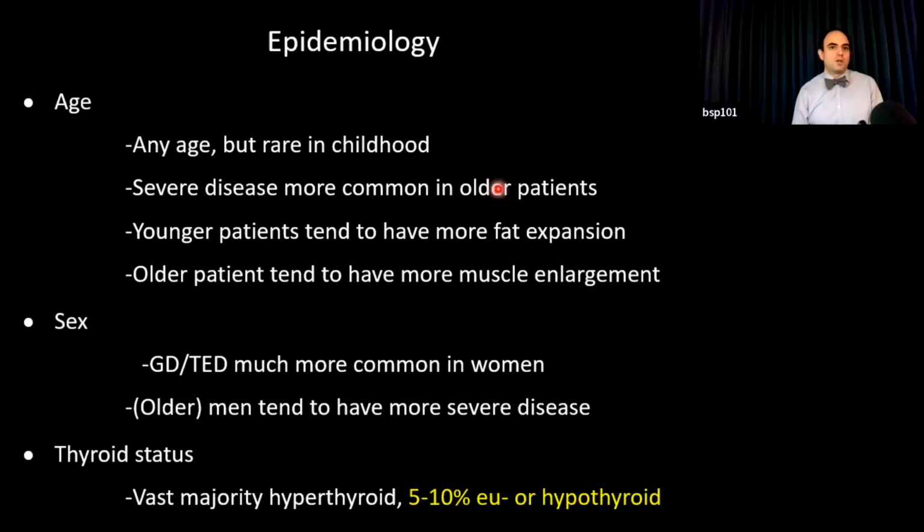The vast majority of patients are your classic Graves' disease patients who are hyperthyroid, but 5 to 10% are euthyroid or hypothyroid. So when a patient presents for a new evaluation for proptosis or suspected progressive proptosis or eyelid retraction, I will fully evaluate them even if they don't have a history of thyroid disease, or if they have known long-standing hypothyroidism.